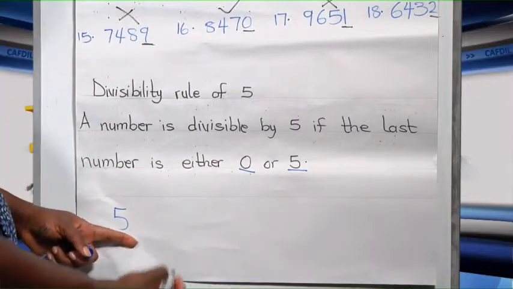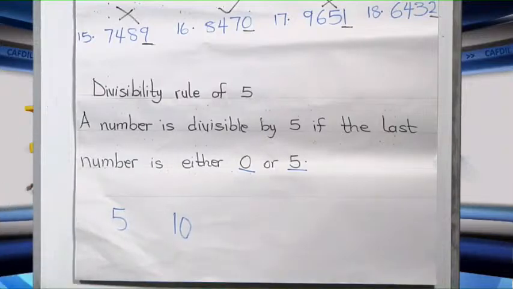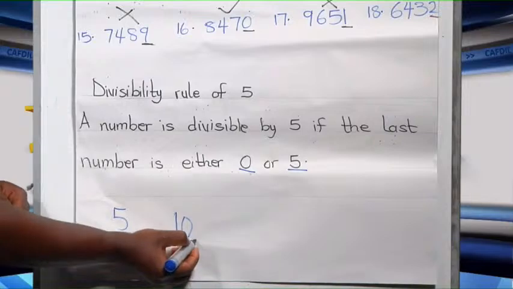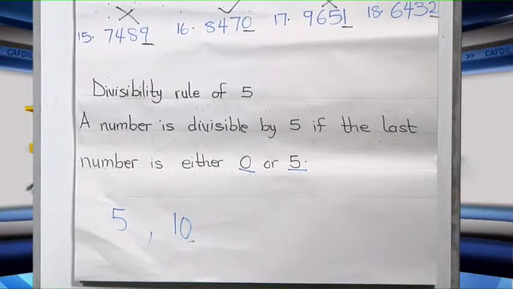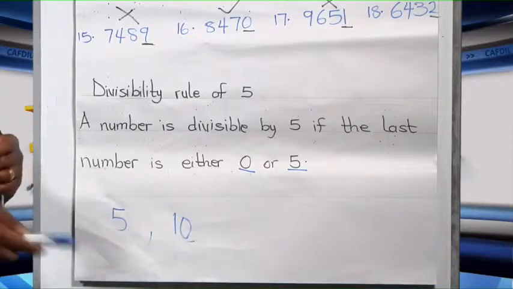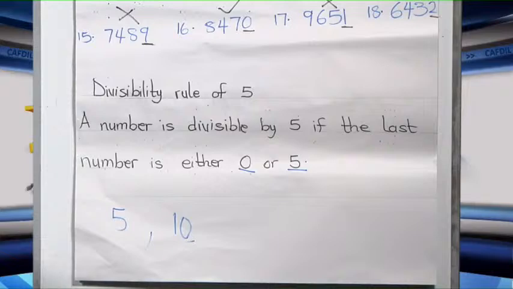What about 10? Even if you don't know, look at the last digit. It is 0. And what does the rule say? If the last number is either 0 or 5, and this one we have 0 over here, the last digit is 0. So 10 is a multiple of 5.